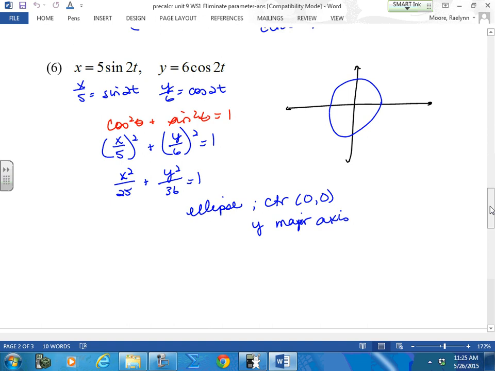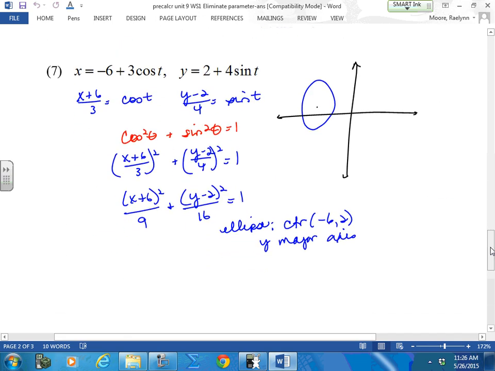So set this up. This was an ellipse. Why do we know this is an ellipse? It's a plus, and the minus is the hyperbola, and your two denominators are different. So it's not a circle, it's an ellipse. Your center is at the 0, 0.